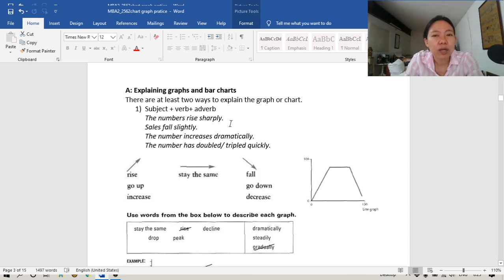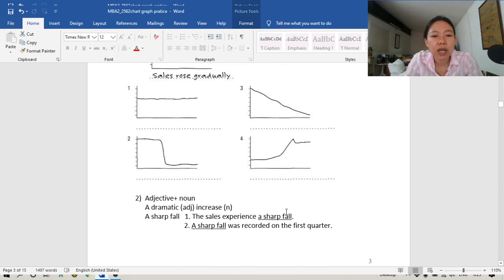The numbers rise sharply, sales fall slightly. Or you can use the noun phrase with adjective and noun to describe a trend or movement like here. The sales experience a sharp fall, or a shortfall was recorded in the first quarter. So a noun phrase can be an object and subject of the sentence.